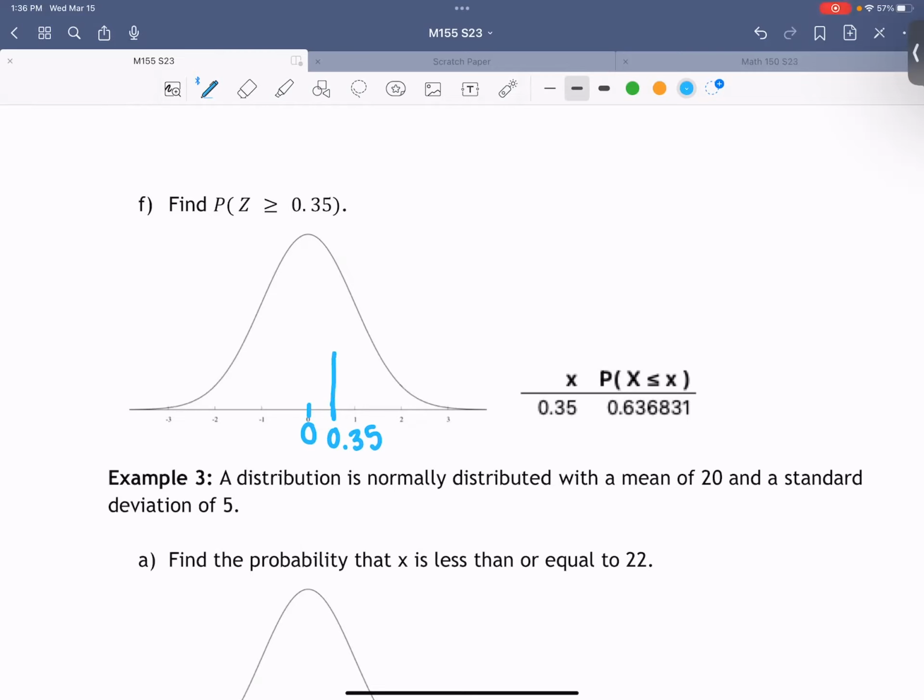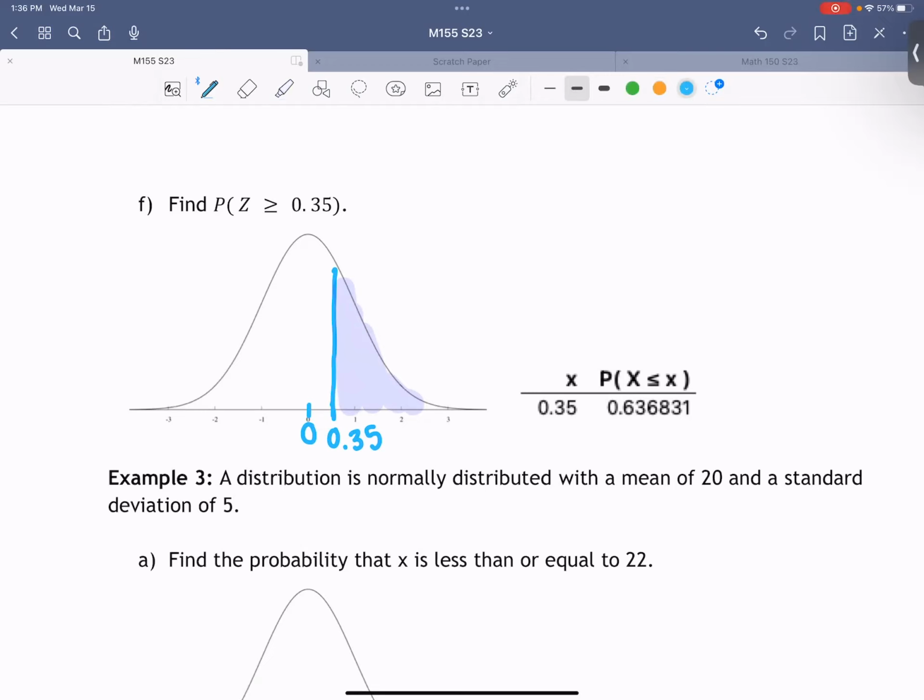Okay. I'm going to extend my x value up to the top of the graph. And since we're doing greater than, this is different because now I'm going to shade in the area to the right of the graph, right? Not to the left. Okay.